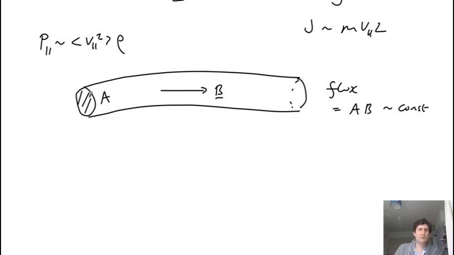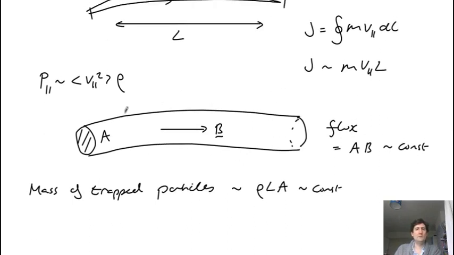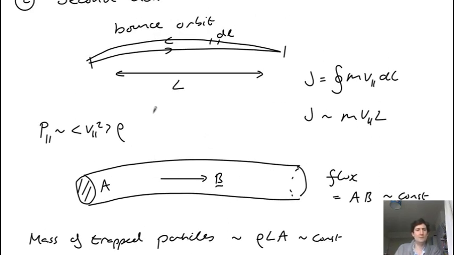So then we consider that we have a tube of plasma, and we consider a group of particles which are trapped inside it. So the mass of particles which are trapped inside is roughly the density times the length times the cross-section area. So it's the density times the volume of this tube. And we assume that this is constant. So as the tube is moving around, the total content of this flux tube is constant.